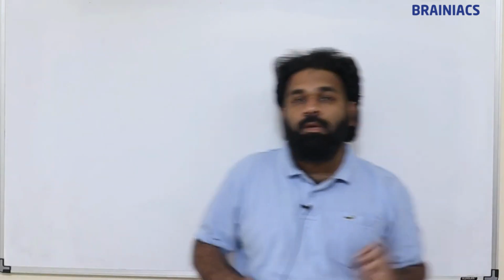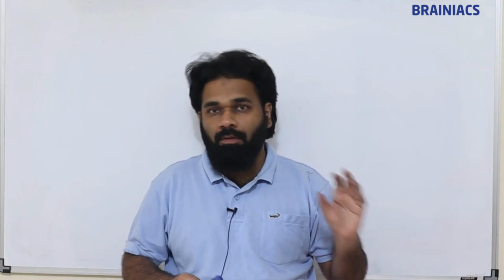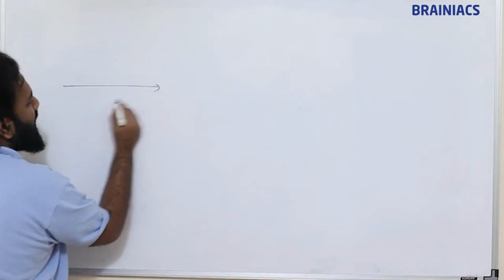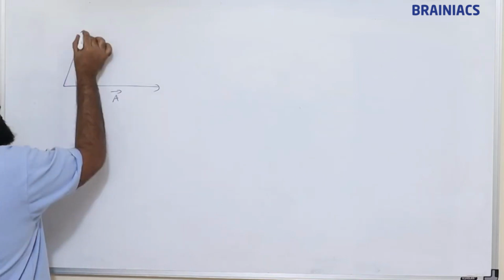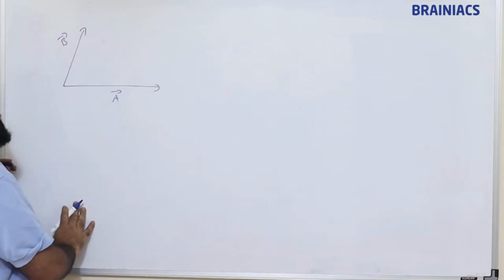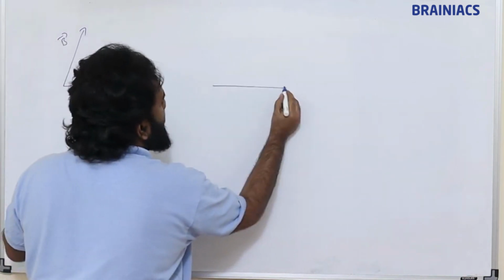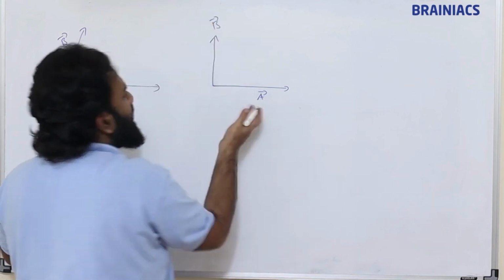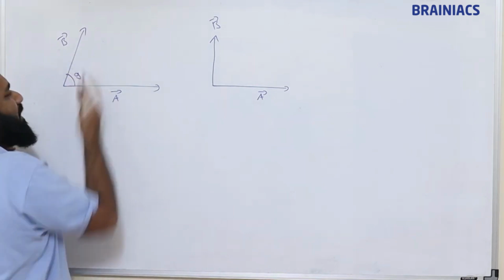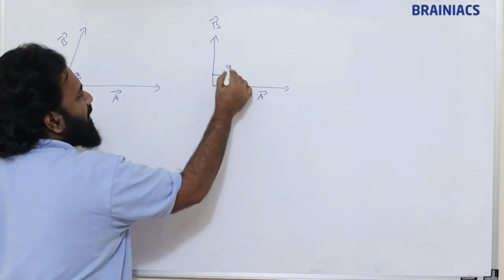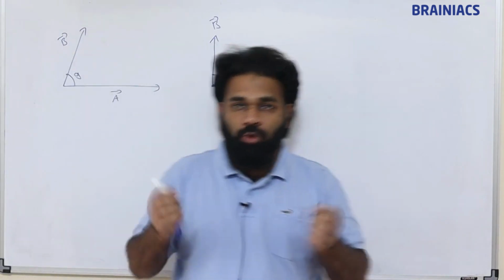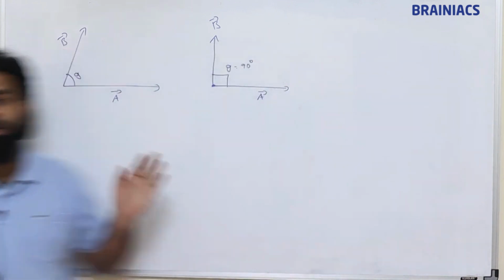Okay, note it down. If two vectors are adding at some particular angle, say this is vector A and this is vector B, this could be vector A and vector B, this is also possible. This theta is some arbitrary angle. Here this theta is 90 degrees. The only condition is that they should be joined tail to tail. That is the only condition.